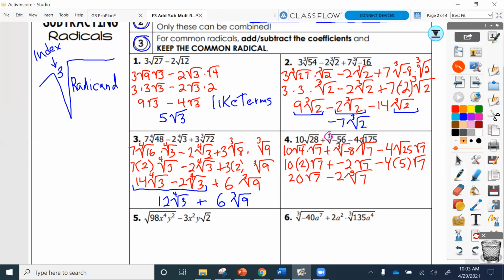Okay. And now we're going to subtract 20 root 7. So those are the like terms. So 20 root 7 minus 20 root 7 is just 0. That's why your final answer is -2 cube root of 7. That was a tricky one. All right, let's do some more.